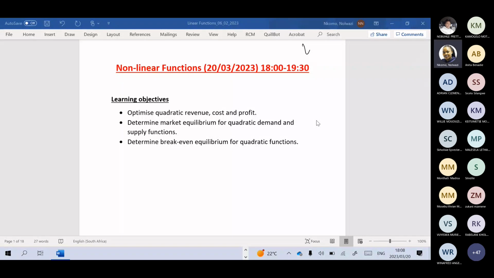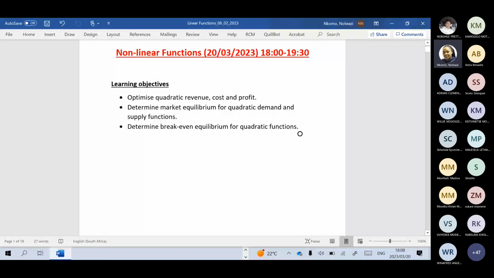Now, the theorem of nonlinear function again. Just a second, please, my pen.